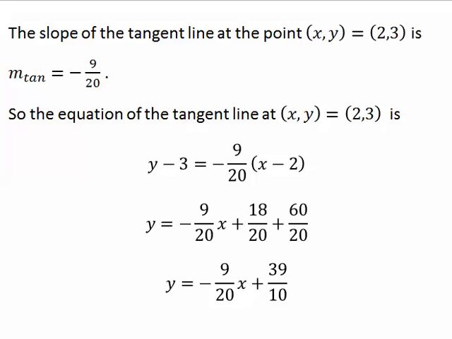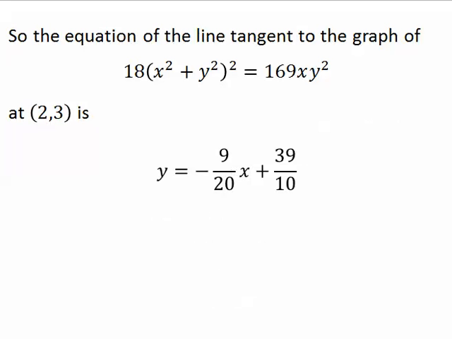And the rest is cleanup. Distribute the negative 9 over 20, add 3 to both sides, and when the dust settles, this is what I get. The equation of the line tangent to the graph at the point is y equals negative 9 over 20 x plus 39 over 10.